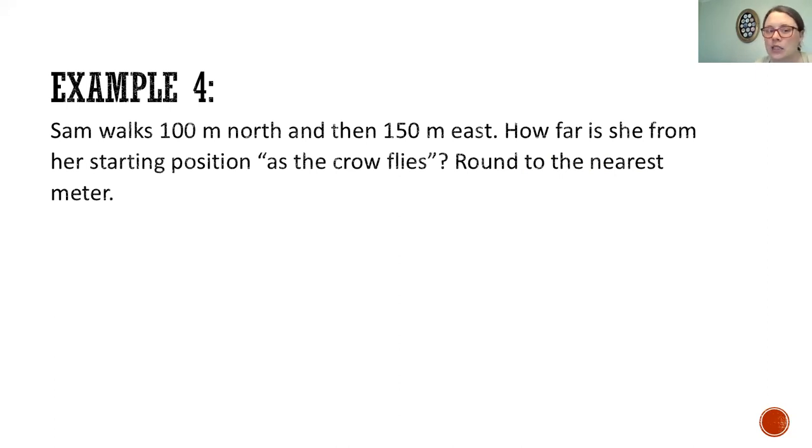So Sam walks 100 meters north and then 150 meters east. How far is she from her starting position as the crow flies? So by as the crow flies, what I mean here is on the diagonal. Sometimes it's hard to describe that without having a picture drawn. So the first thing we do is we're going to draw a picture. So first of all, they go 100 meters north, and then, yeah, this is the right east. Then they go 150. Let me see if I can make this a little more to scale.